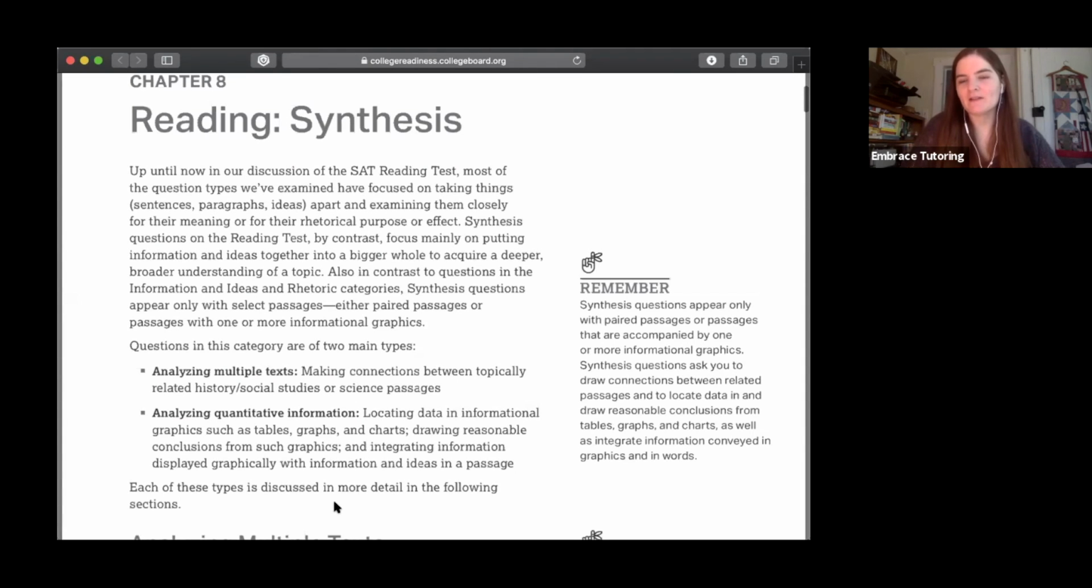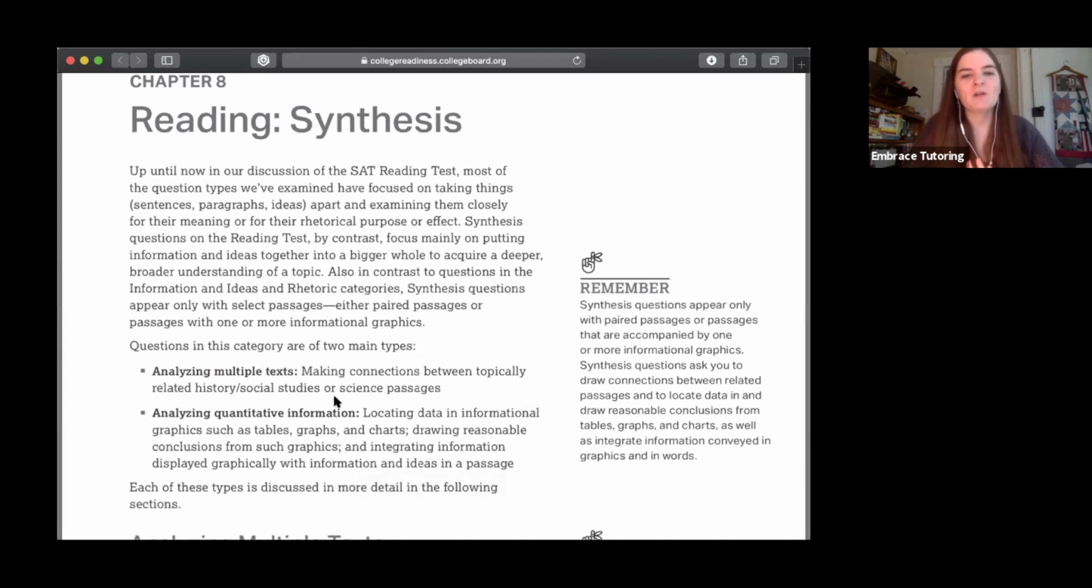So you have the information and ideas type questions that are focused on understanding data, understanding information from a text, breaking down a text, and figuring out the core concepts of it. Sorry if you can hear my cat. She always seems to make an appearance during our class, but that happens.